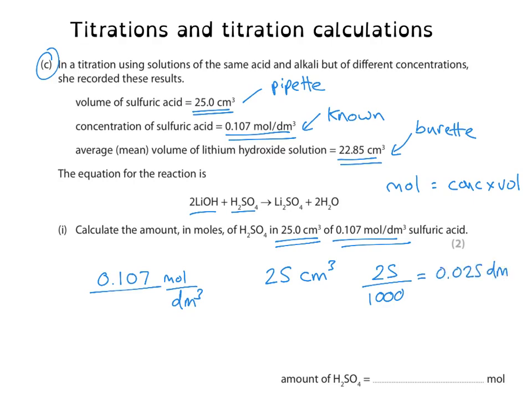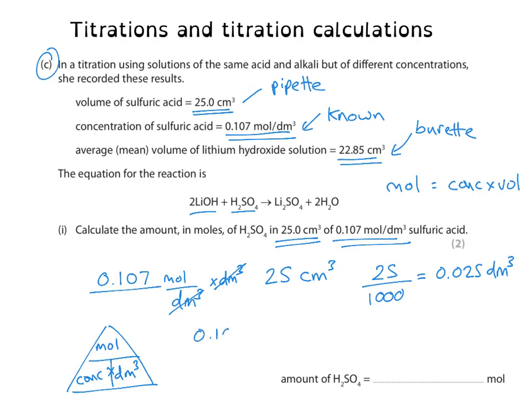0.025 decimetre cubed. Then what I do, well, if I've got moles per decimetre cubed, if I times it by decimetre cubed, they will cancel out and I will get moles. So if you would prefer it in that triangle we used earlier, moles is on the top, concentration, decimetre cubed on the bottom, and I'm trying to find moles, so I times them together.